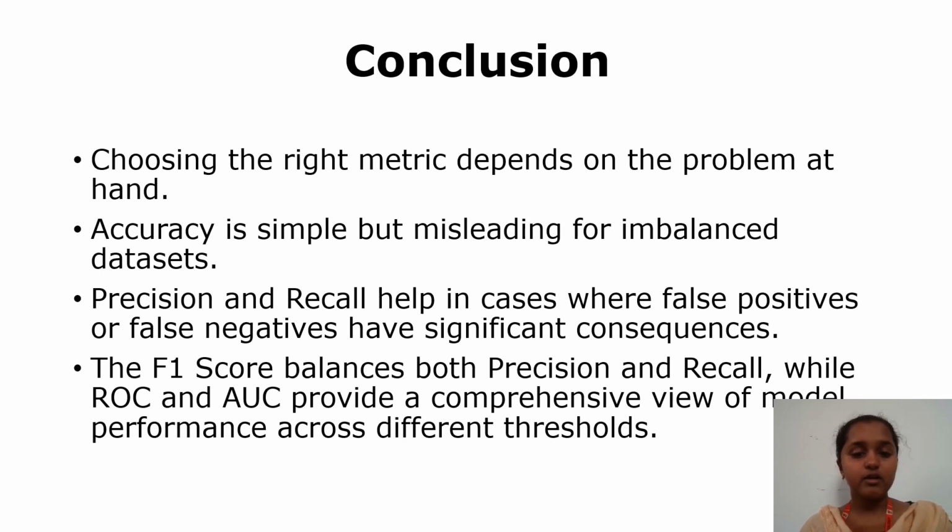Precision and recall help in cases where false positives or false negatives have significant consequences. The F1 score balances both precision and recall, while the AUC and ROC provide a comprehensive view of model performance across different thresholds.